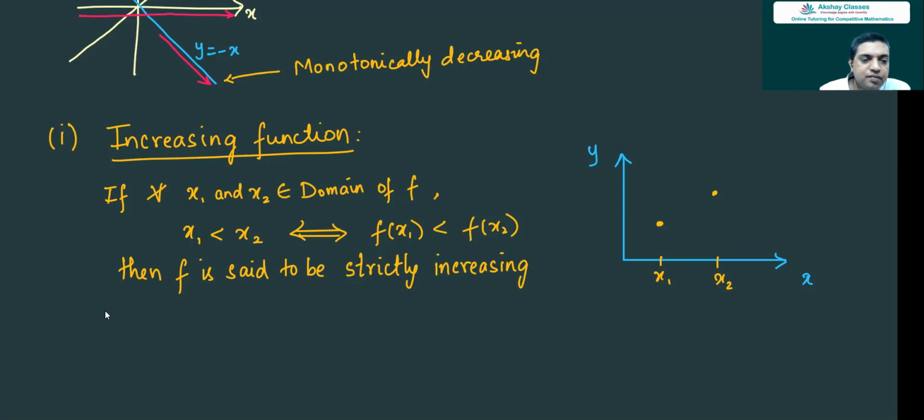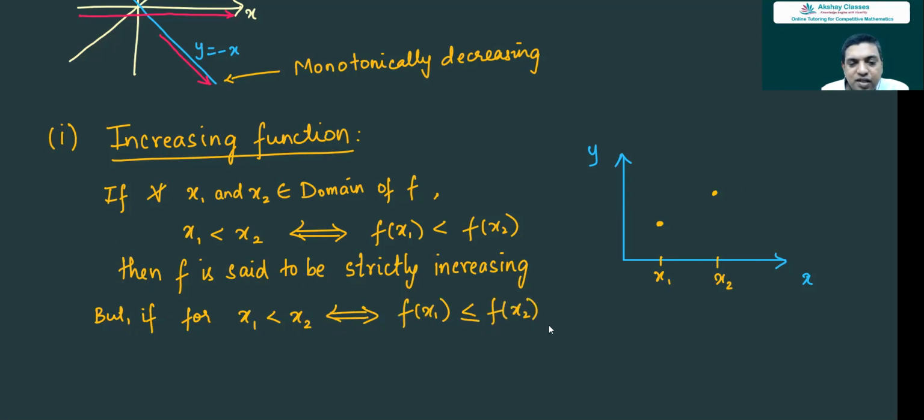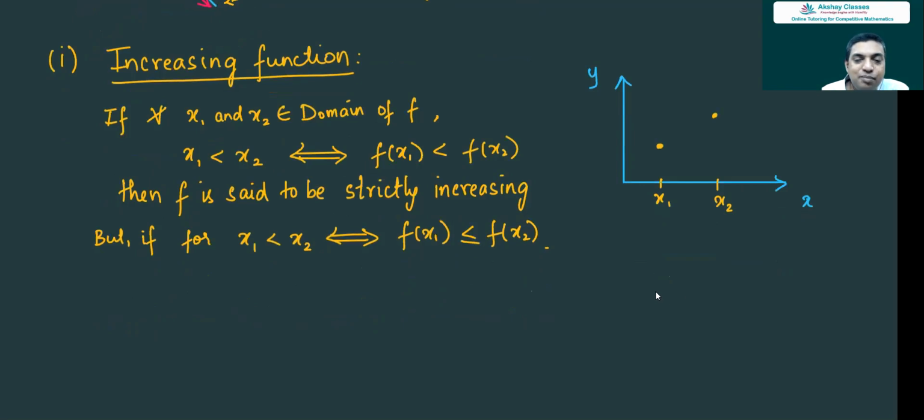Now, but if for x1 less than x2, the double implication is f of x1 is less than or equal to f of x2, that means the function values of 2 points can be equal. They can increase and then they can be equal also.